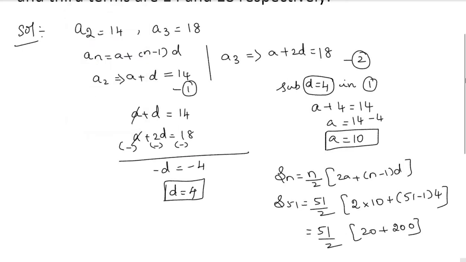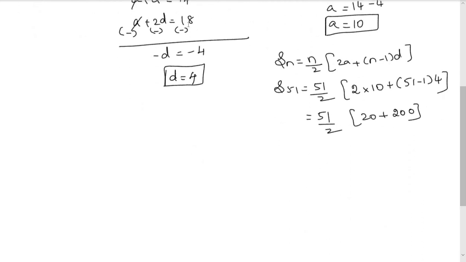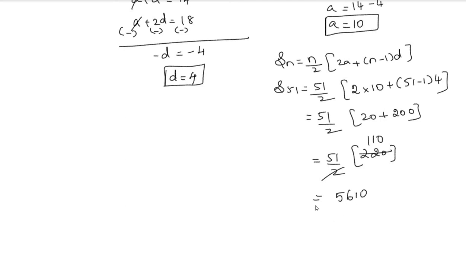What is my next step? 51 by 2 into 20 plus 200 is 220. When I cancel, I'll get 110. When I multiply 51 into 110, I'll get 5610. Okay, so we have found the sum of 51 terms. The sum of 51 terms is 5610. Shall we do the next sum?